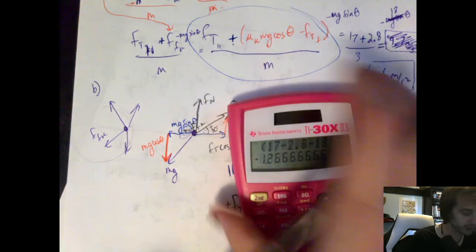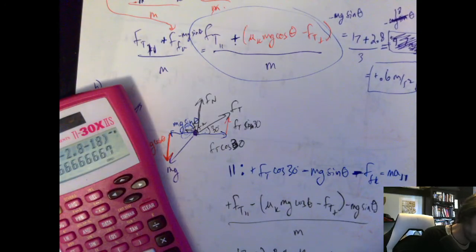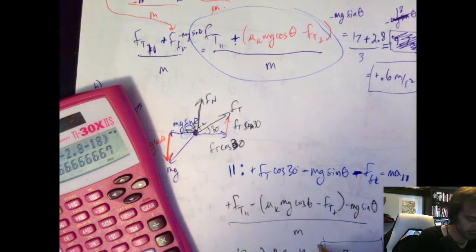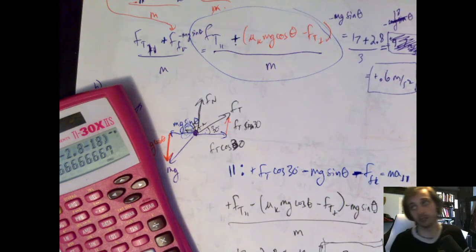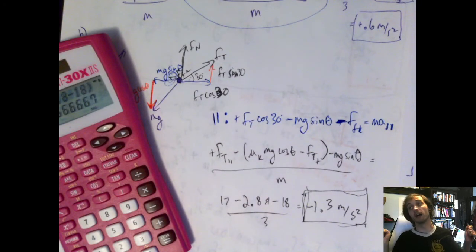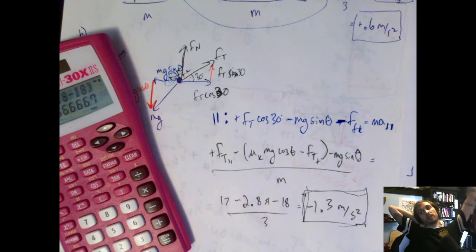Another reason I like putting everything in the calculator in one step. Oops. Which is negative 1.3. So this time, when it's going up the hill, because friction is working together with gravity, the acceleration is again going to be down the hill, and the object will wind up slowing down once again.